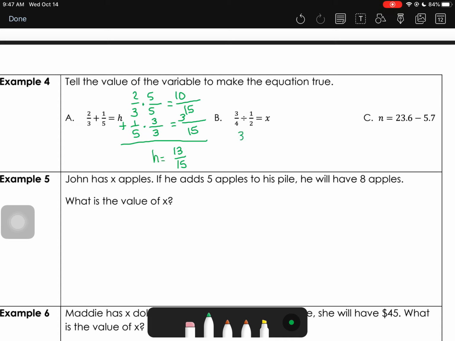Remember, when we divide fractions, we take the first, change the sign, and take the reciprocal, or flip it over. We get 6 over 4, which we can divide both the top and the bottom by 2. And we get 3 over 2, and that's going to be our x value.